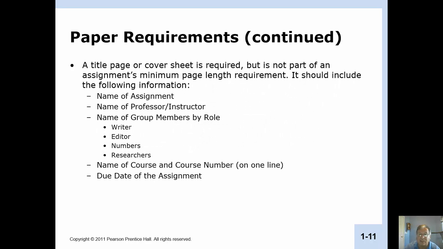A title page is required. It's not part of the assignment's length, right? At the top, we want the name of the assignment, my name or the instructor's name, right? You need to have the group members by role, the writer, the editor, the numbers person, and then the researchers, and then of course the name of the course and course number, and finally, the due date. When was this thing due?